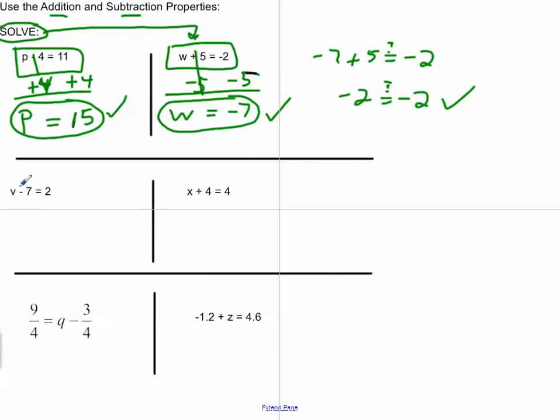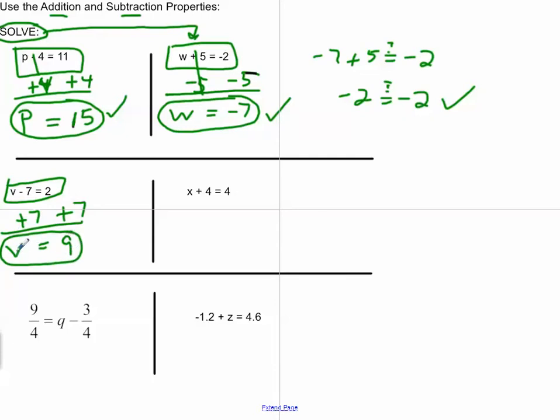More examples. If I've got v minus 7 equals negative 2, I've got subtract 7 in my original equation. I want to get rid of the minus 7. I add 7 to that side. The property of equality tells me I've got to treat both sides equally. V minus 7 plus 7 gives me just v, the variable on the left side. Negative 2 plus 7 gives me plus 9, or just 9. And there's my solution.